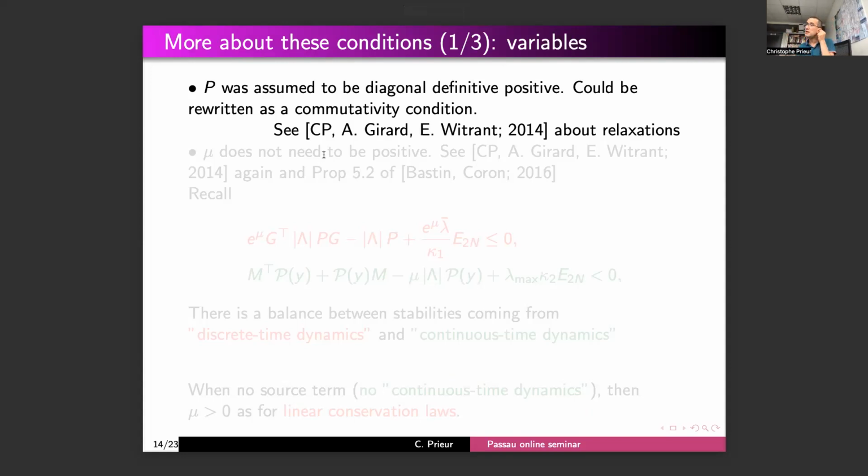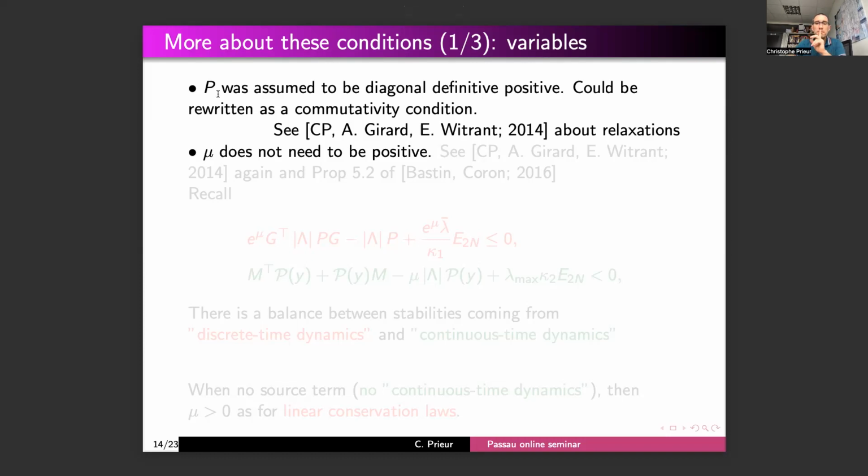And this is very clear in a proposition of this paper with Antoine Girard and Emmanuel Witrant, in which, in particular, we discuss relaxation of this discrete time condition and continuous time condition for hyperbolic systems with source term. And we show that assuming that P is diagonal positive definite is great, but in fact, we don't need P diagonal. We just need a commutativity condition. So taking P diagonal helps you to ensure the commutativity condition, but we may have cases for which the commutativity condition does not require P to be diagonal, to be more specific.